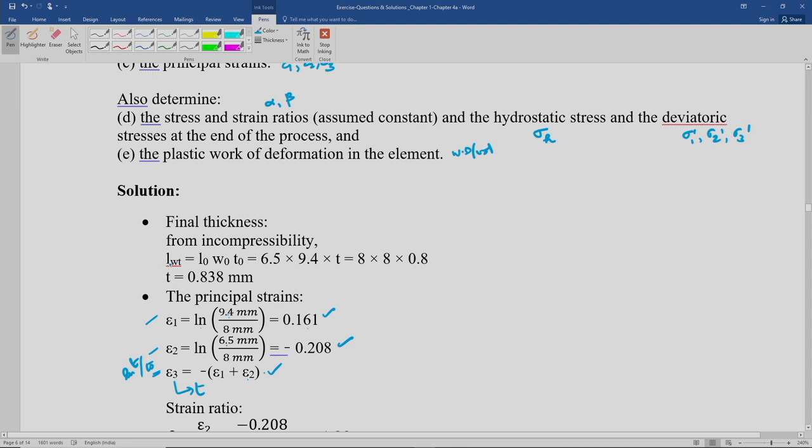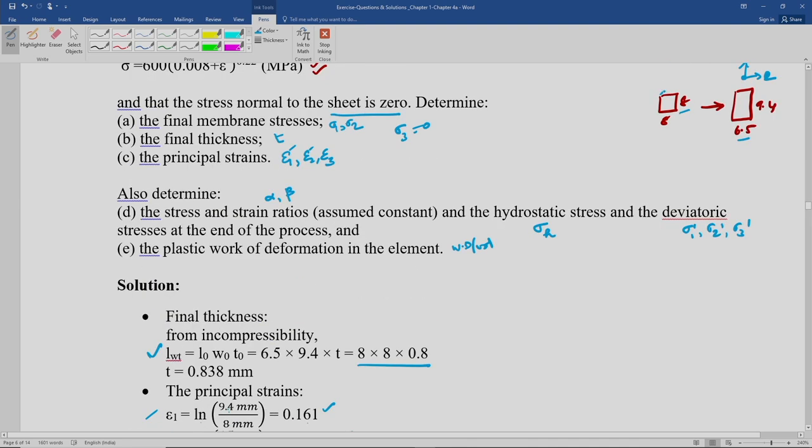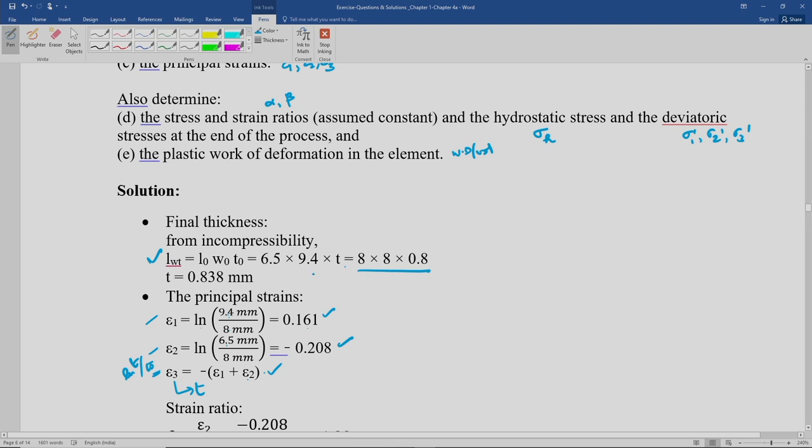The other route you can follow is, you can use this equation: L into W into T would be equal to L naught W naught T naught. So, the initial volume is this of that element, isn't it? So, 8 into thickness of that is how much? Thickness of that is 0.8, isn't it? So, 8 into 0.8 would be equal to 6.5 into 9.4 into new thickness T. From this equation, you can get T equal to 0.838 mm. If you use the other route, then also you will get near about 0.838 mm or 0.84 mm. Either way you can use. Okay. It's not a problem.